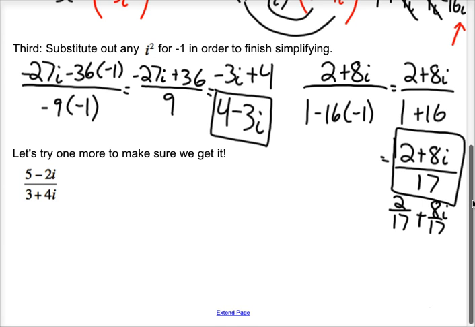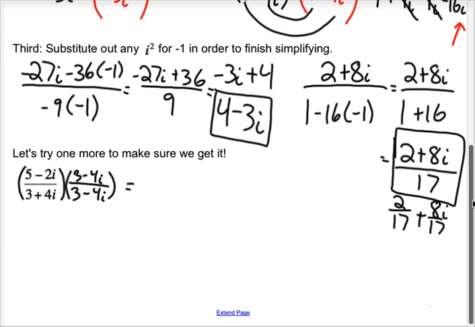The first thing we're going to do, you need to identify the complex conjugate of the denominator so you can multiply top and bottom by it. So the complex conjugate in this case is going to be 3 minus that 4i. It's the opposite. So we're going to multiply top and bottom by that 3 minus 4i. Now, this example gets to be a little bit longer because you are foiling top and bottom in this case.